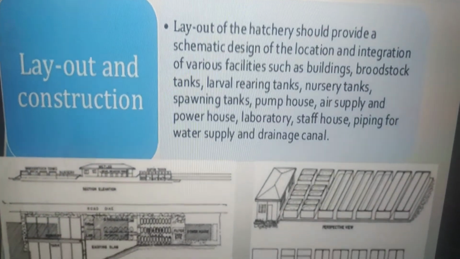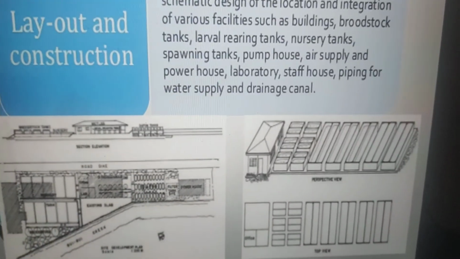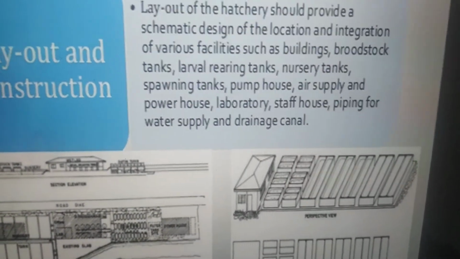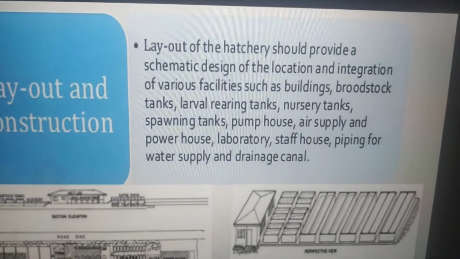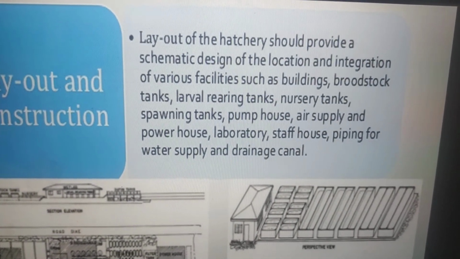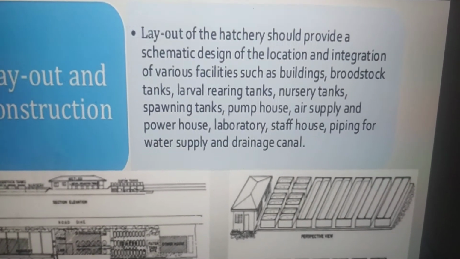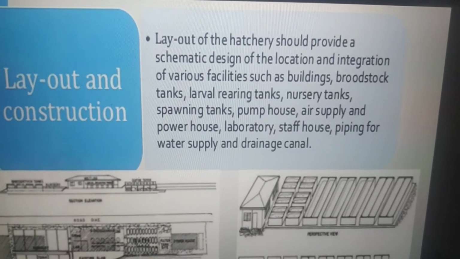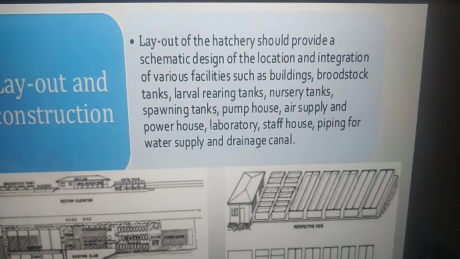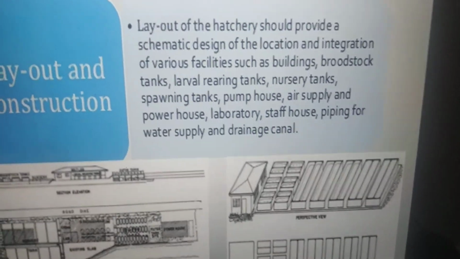Layout of the hatchery. The layout of the hatchery should provide a scheme design of the location and integration of various facilities such as buildings, broodstock tanks, larval rearing tanks, nursery tanks, spawning tanks, pump house, air supply and power house, laboratory, store house, piping for water supply and draining canal.